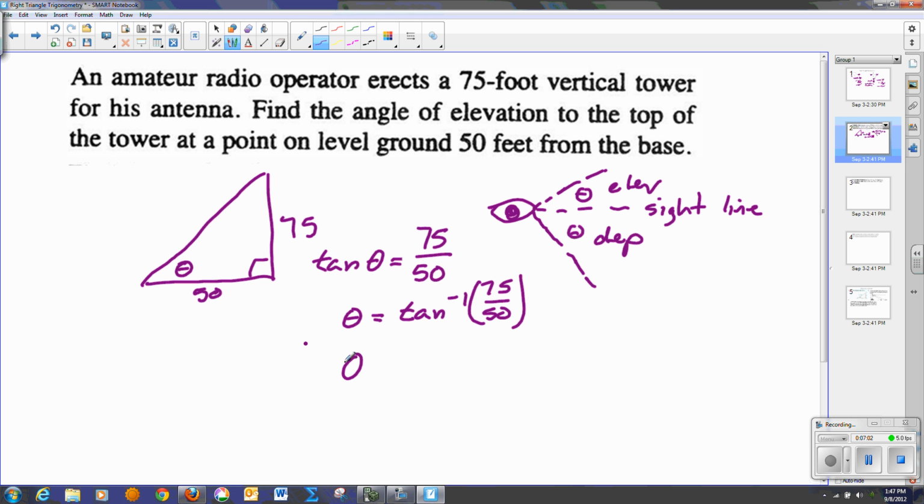So theta is about 56.3 degrees. Let's move on to the next example.